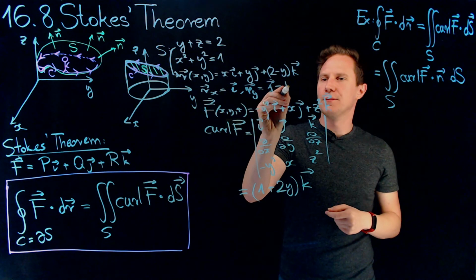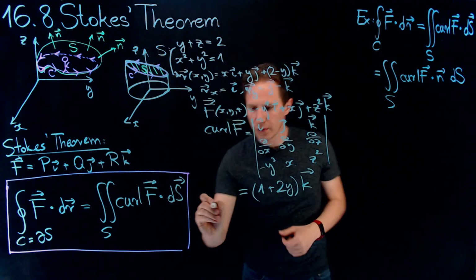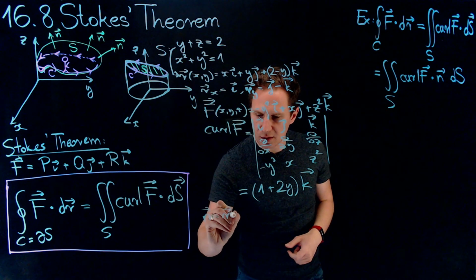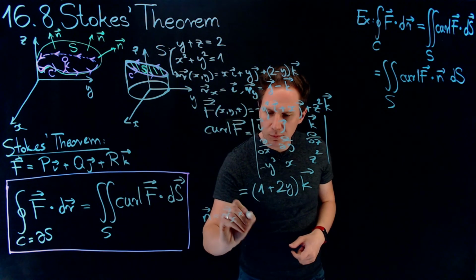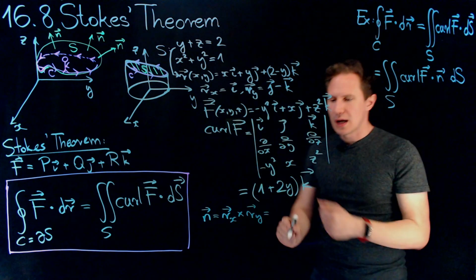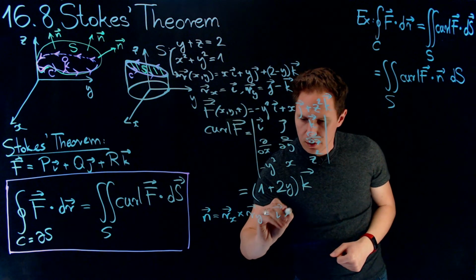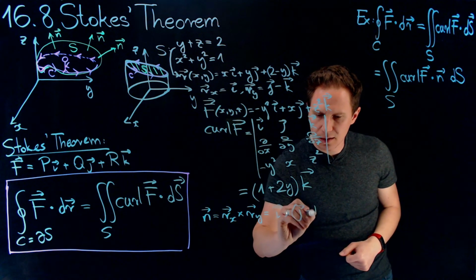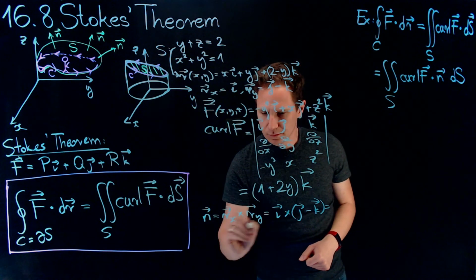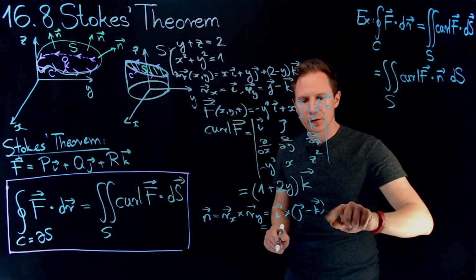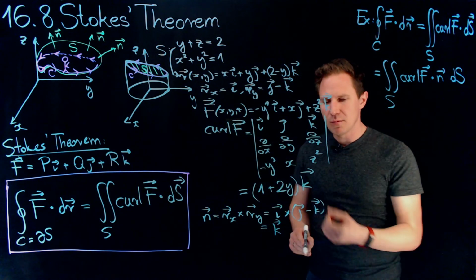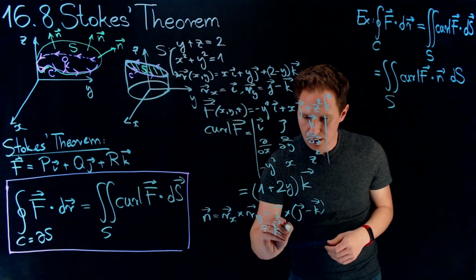minus k. So what we need to find the normal vector is the cross product of these two derivatives of r. So the cross product of i and j minus k will simply be, well, the cross product of i and j gives you k, and the cross product of i and minus k will give you j.